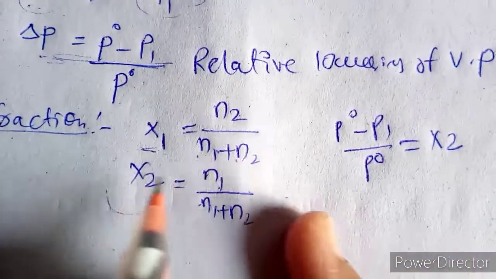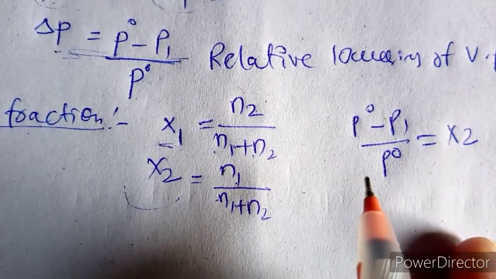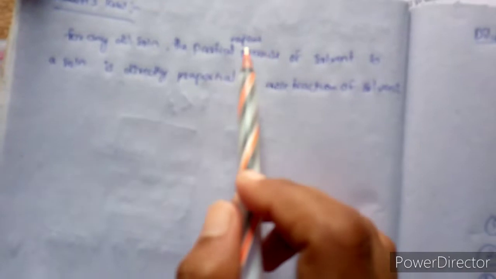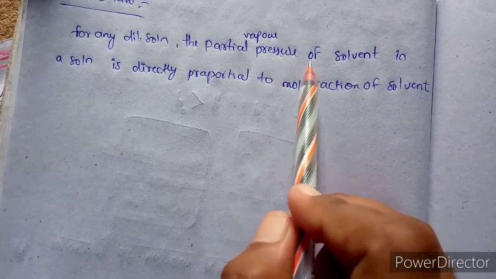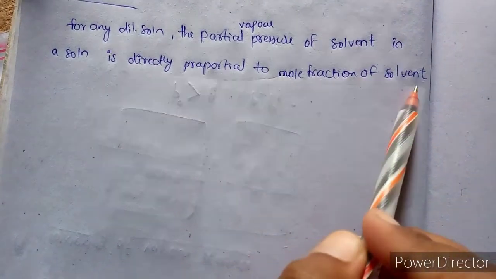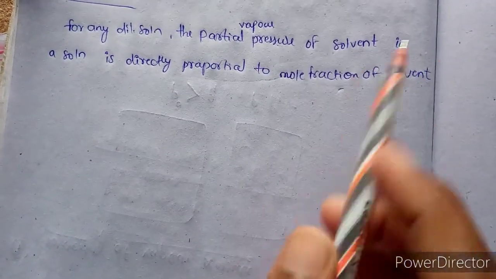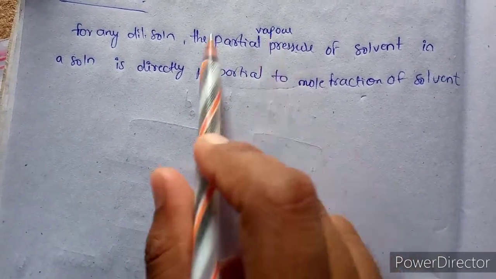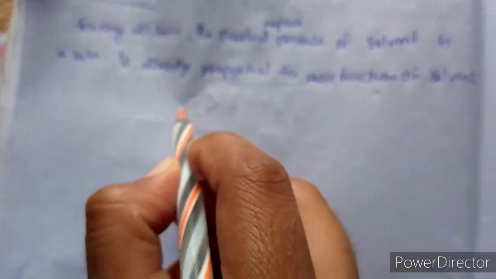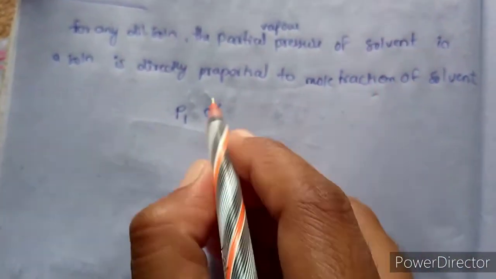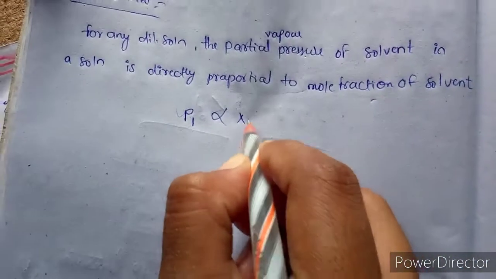It can be explained on the basis of Raoult's law. Raoult's law states that in a dilute solution, the partial pressure of the solvent in a solution is directly proportional to the mole fraction of the solvent. That is, if the partial pressure in the solution is P1, we consider it directly proportional to the mole fraction of the solvent, X1.